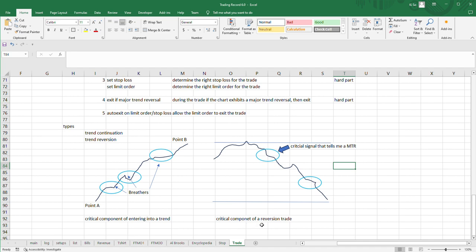Critical component of entering a reversion trade. Okay, that's what's happening right here. Trading essentially boils down to this. I'm going to be looking for these critical components on a time frame basis to study where I can enter and where I can exit.